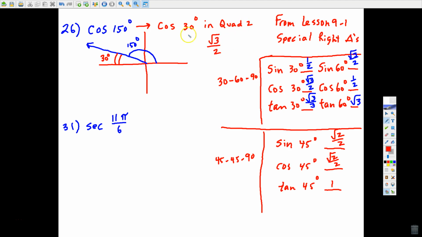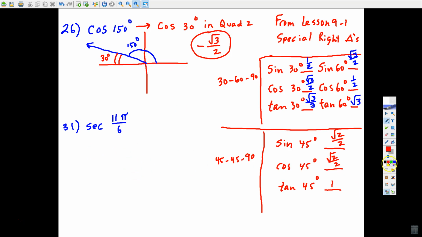But in quadrant 2, cosine is negative. So to complete my answer, I'm going to make sure I put the negative sign in front of this ratio because that's where this terminal side falls. It's in quadrant 2. And cosine is always negative in quadrant 2.